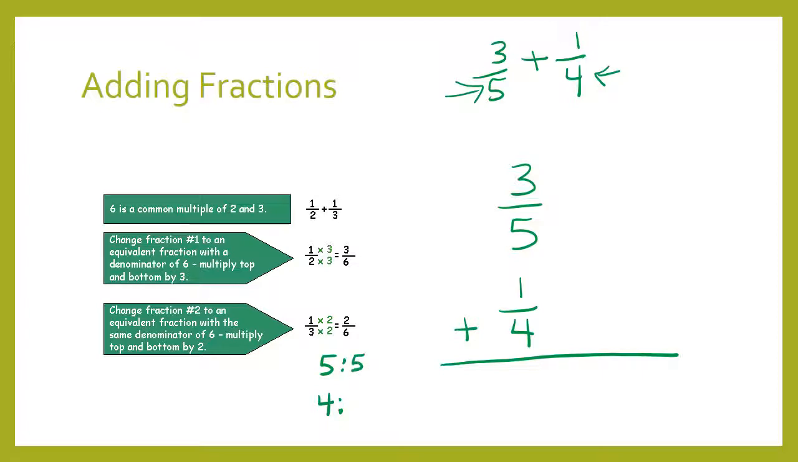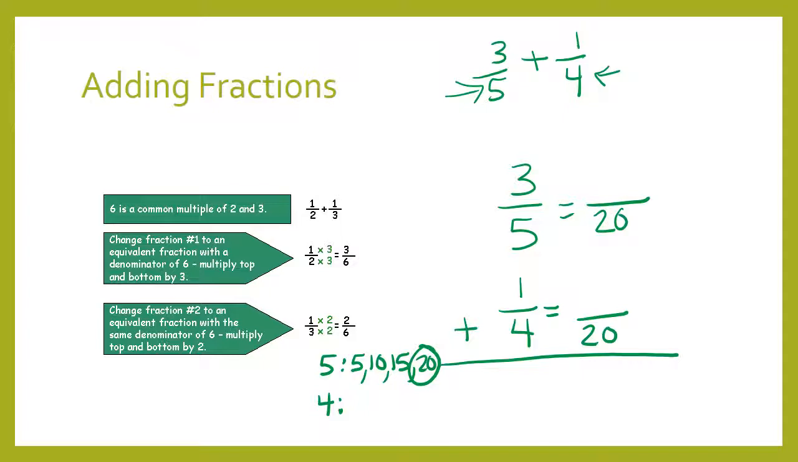So 5 times 1 is 5. Can 4 go into 5 evenly? No. So 5 times 2 is 10. Can 4 go into 10 evenly? No. 5 times 3 is 15. Can 4 go into 15 evenly? No. 5 times 4 is 20. Can 4 go into 20 evenly? Yes. So that is going to be my first one, or my least one, where they are common. So I'm going to use it as my common denominator.